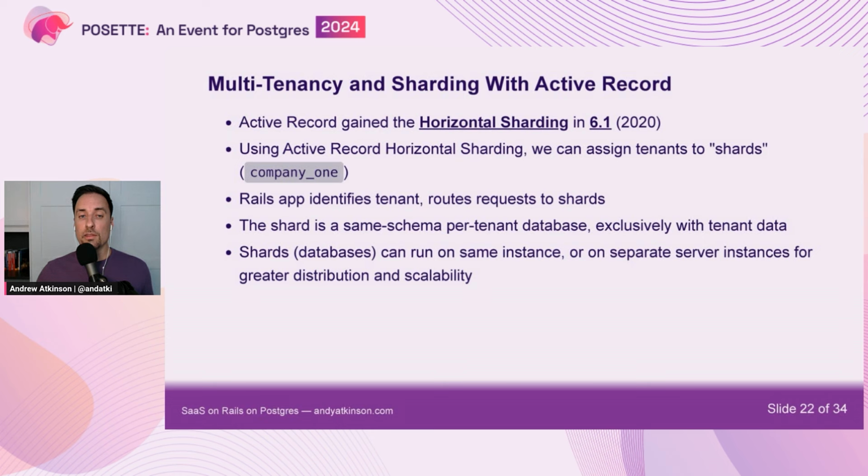We'll look first on the application side. The Active Record framework, like we discussed earlier, gained this new feature called horizontal sharding in 6.1, which was released in 2020. Horizontal sharding is a generic, general purpose mechanism that allows you to set up shards how you'd like to define them. And what we can do with that is apply a multi-tenancy design to shards. So we could create shards per tenant, or per company in our case.